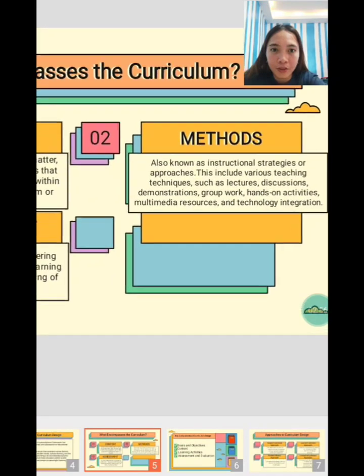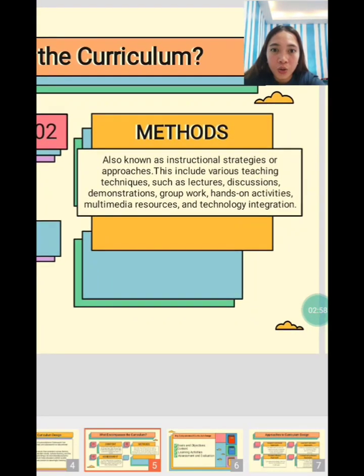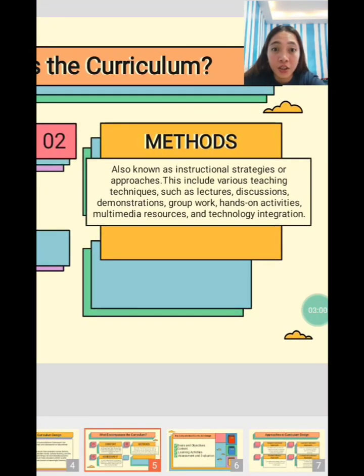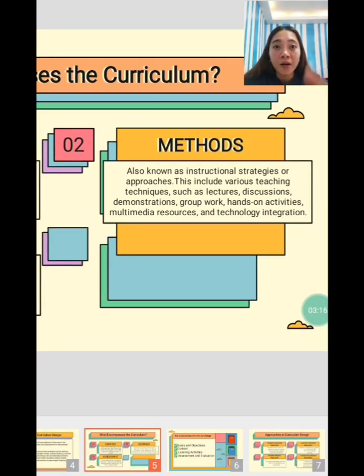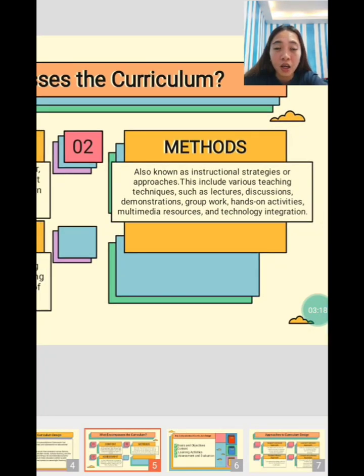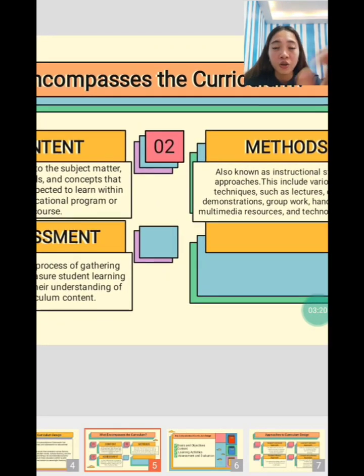Next is the methods, also known as instructional strategies or approaches. This includes various teaching techniques such as lectures, discussions, demonstrations, group work, hands-on activities, multimedia resources, and technology integration. So, methods. Ito yung kung paanong pamamaraan mo ituturo sa estudyante yung lesson or yung content.